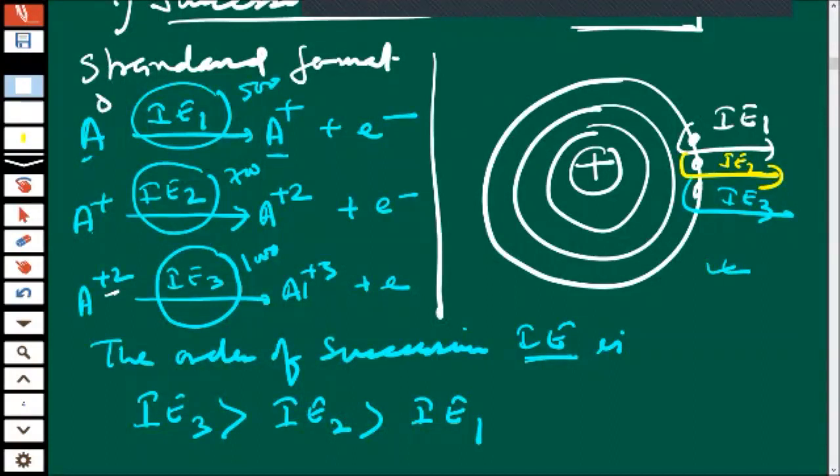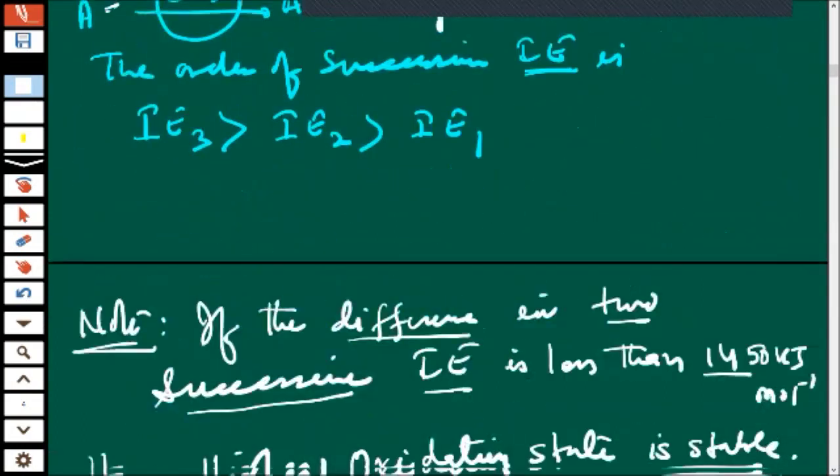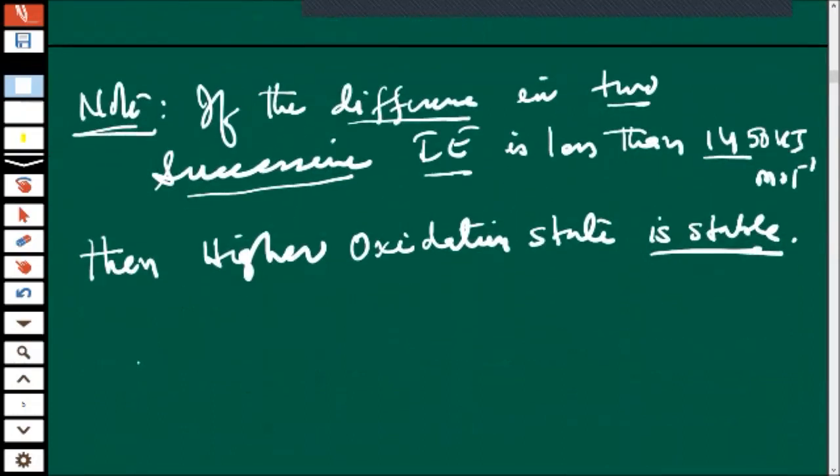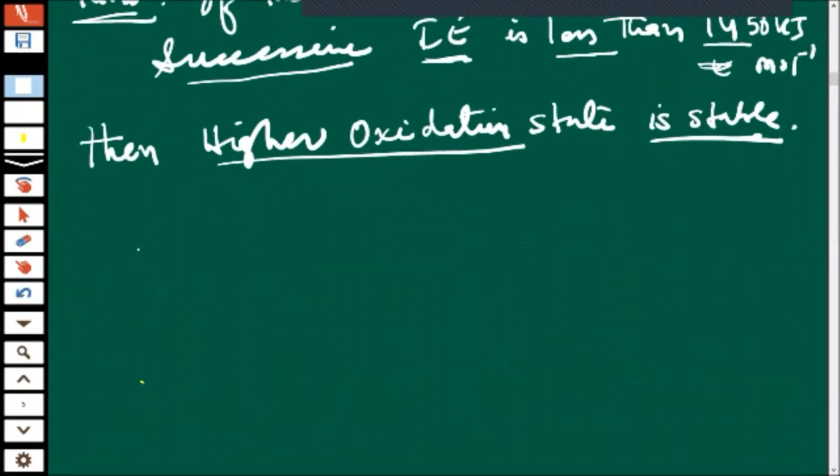Okay, children. Somebody asks, what is the oxidation state of A? 0. What is the oxidation state of A over here? +1. What is the oxidation state? +2. Among these, which one has the highest oxidation state? So +2 is the highest, and this is lower. Did you understand? So if the difference in two successive ionization energies is less than 1,450, any scientist might have done this experiment and given this conclusion, then the higher oxidation state is stable.